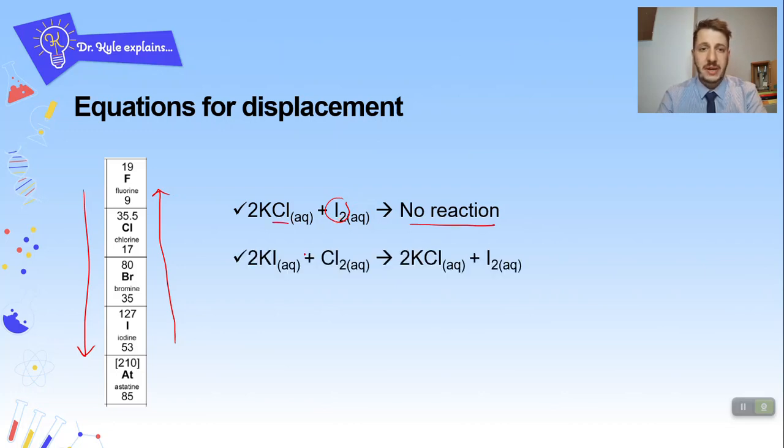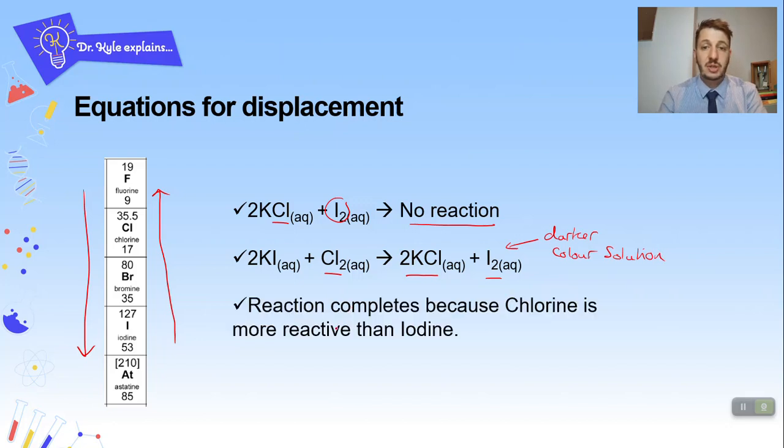Looking at the other way now, potassium iodide in the salt, chlorine is more reactive, it's quite high up, and so chlorine replaces the iodine, kicks it out, displaces it, and we make potassium chloride plus iodine. And again, because we're getting rid of that iodine, darker colour in solution. The reaction completes because chlorine is more reactive than iodine, so a displacement reaction can occur.